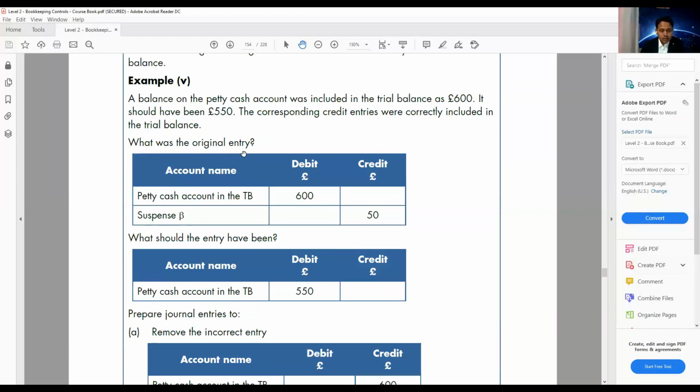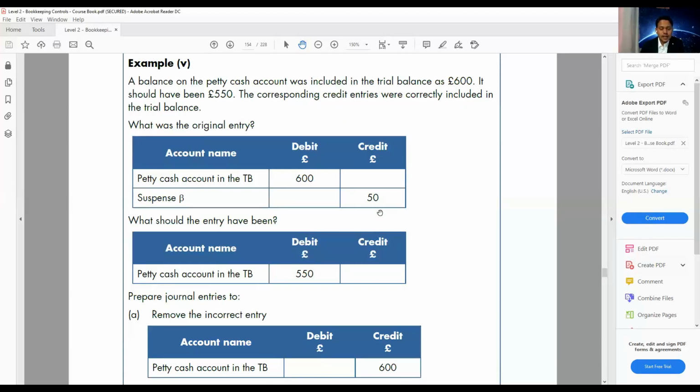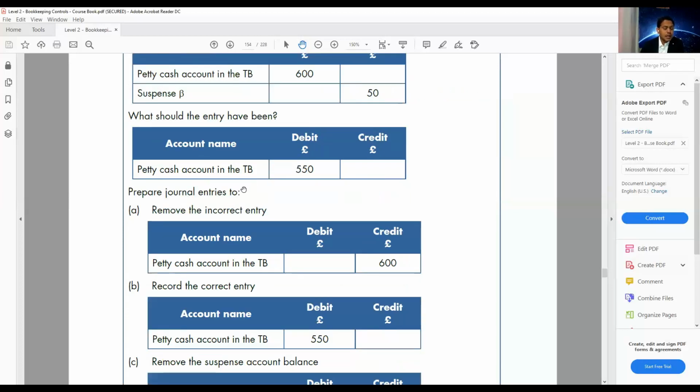What was the original entry? So we said the petty cash balance is 600. Actually, the right amount is 550, not 600. So what happened? We have to make the correction now. As you write more on the debit side, the suspense account is created on the credit side, 50. What should the entry have been? The correct entry should be petty cash account in the trial balance 550, not 600.